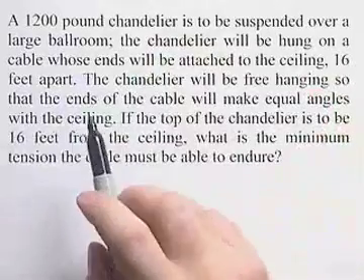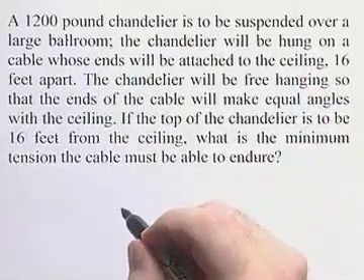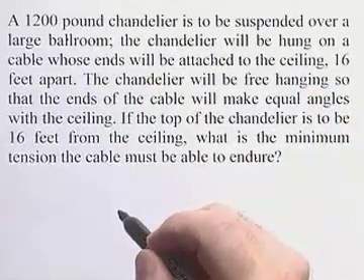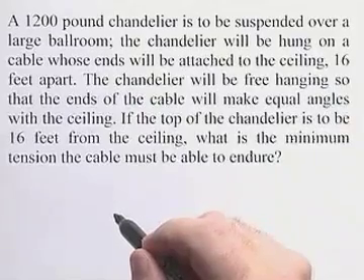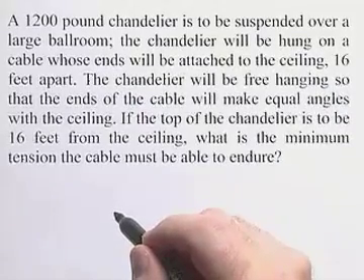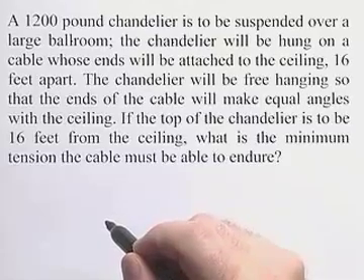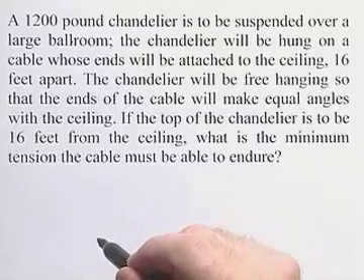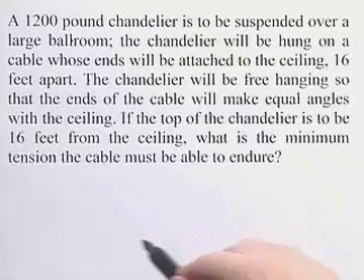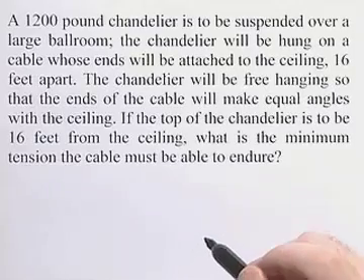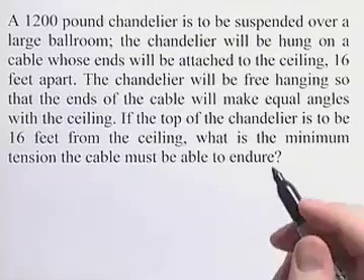For this problem, we're asked to use vectors to determine the minimum tension a cable must endure. We've got a 1,200-pound chandelier that's to be suspended over a large ballroom. The chandelier is going to be hung on a cable whose ends are attached to the ceiling 16 feet apart. The chandelier will be free hanging, so the ends of the cable will make equal angles with the ceiling. The top of the chandelier is to be 16 feet from the ceiling. We want to determine the minimum tension the cable must be able to endure.